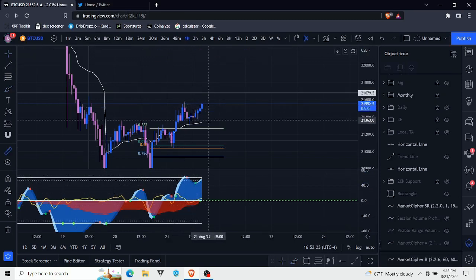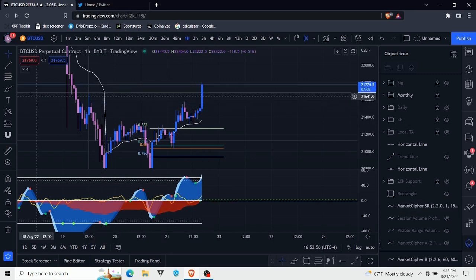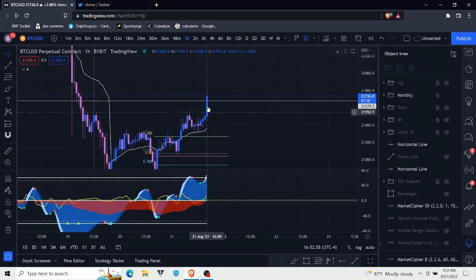So yeah, recently I've been liking the VWAP plays. And okay, there we go. We're getting some price action.